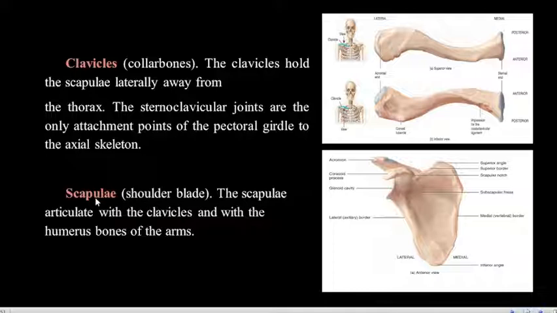Okay? So, yung point kung saan nagko-connect ang inyong pectoral girdle sa axial skeleton is what you call the sternoclavicular joints, left and right din. So, yung joint na yan, it connects your clavicle and scapula doon sa axial skeleton. Okay, next we have the shoulder blade itself. It articulates with the clavicles with the humerus bones of the arms.